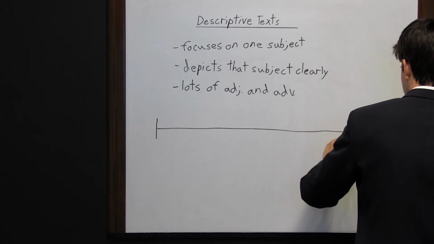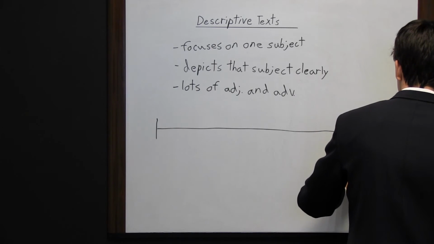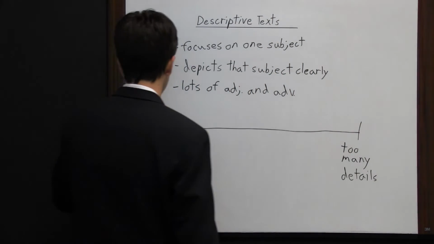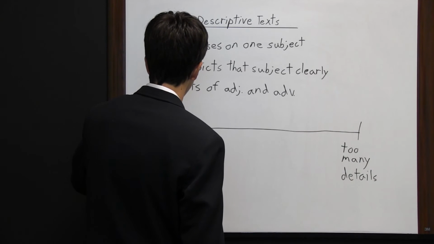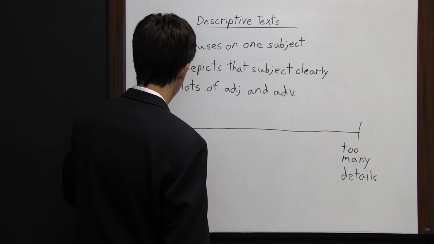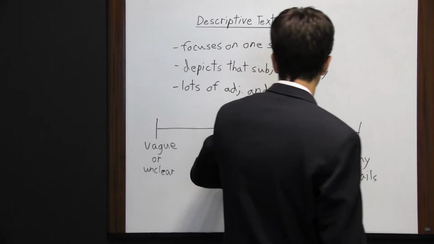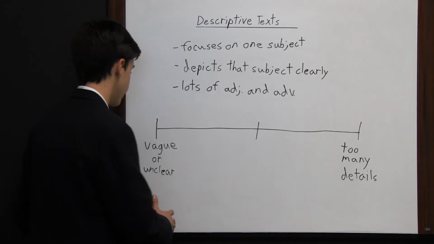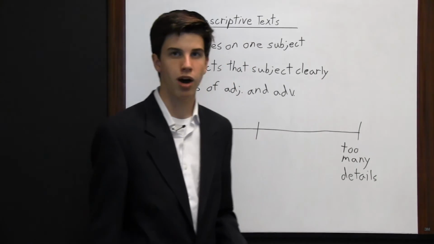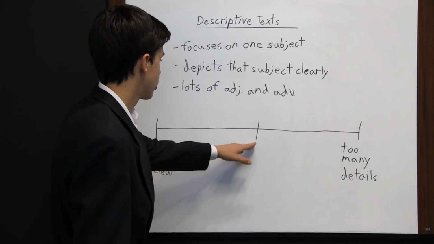So over here you have too many details. Even though the writer is trying to include lots of details, there can be too many. But on the other end of the spectrum over here, if there's not enough details, the paper can be vague or unclear. So what the writer is trying to accomplish here is a happy medium, somewhere in the middle, where the paper is not vague or unclear. It's very clear and very precise, but there's not so many details that the reader gets bogged down in all of the extra information.